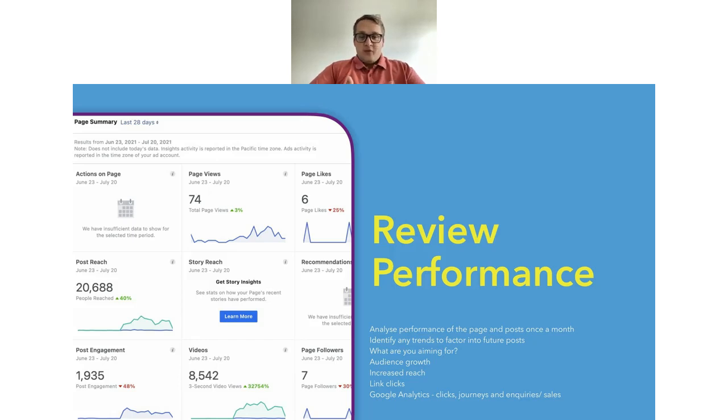So what are you aiming for? Key bits and takeaways is to look at audience growth. You want to see that you got new people coming to the page. You want to see that you're increasing month on month the reach of your posts. You want to see that people are actually clicking through to the link and visiting your site.